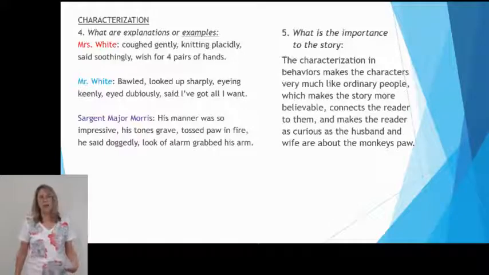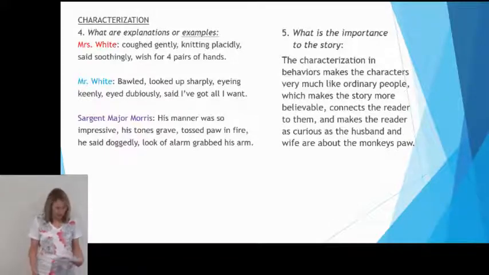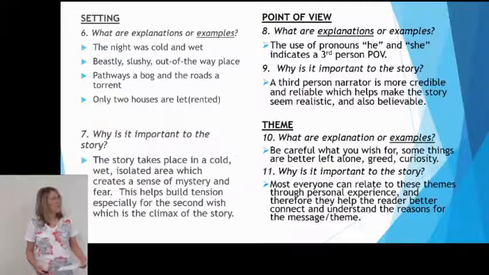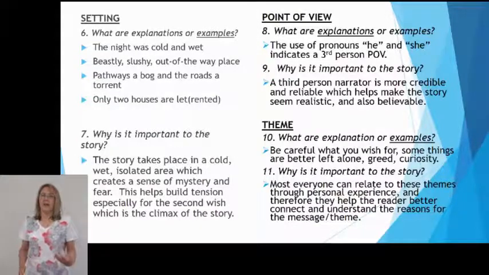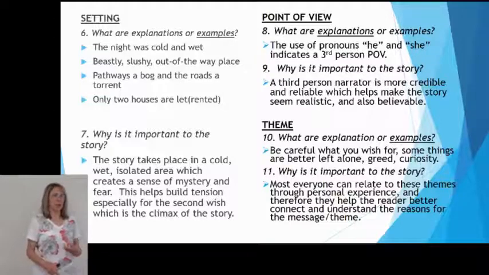Okay, so we've talked about characterization, we've talked about plot. Let's move on to the setting. In the very beginning of most stories is where we get our setting. That's the exposition part of the story.